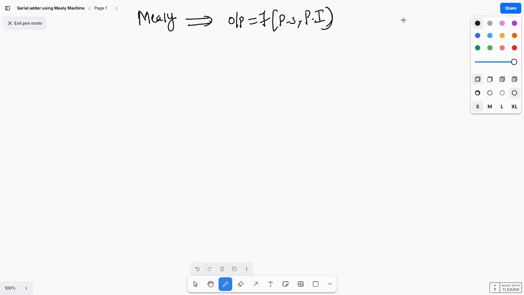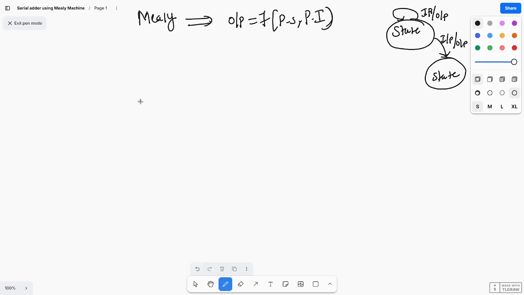So how will the state diagram look? This is a state, this is a state, and like this it will be there. This is input by output, input by output. Like this the state diagram will look, and it will go into the other state. This is input by output, input by output, and this is one more state. So now I am designing the Mealy type serial adder.